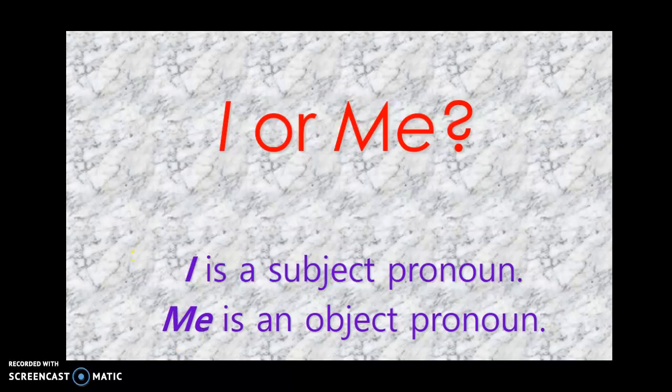So if we look here on the slide that I have, it says I is a subject pronoun, me is an object pronoun. Please note, never ever start a sentence with me. It will always be wrong. So you would not say me and him went to Walmart. You would say he and I went to Walmart, right? And I'm going to show you how to turn the sentences around and move some things out to test it to see if you have the correct pronoun.